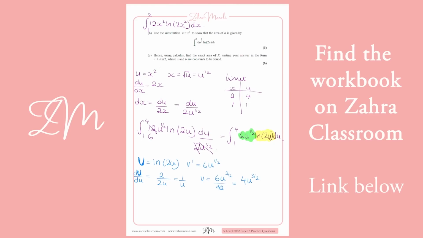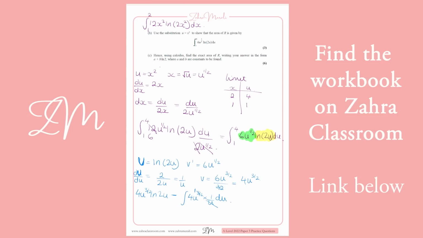Okay, so then we're going to stick our values in. And so that's going to be big U there times V. So we get 4u to the 3 over 2 ln 2u minus the integral of these two multiplied together times 1 over u du. Right? So that's going to cancel out nicely. So if we do 3 over 2, and we're going to be minusing 1, that's just going to give us 4u to the half there.